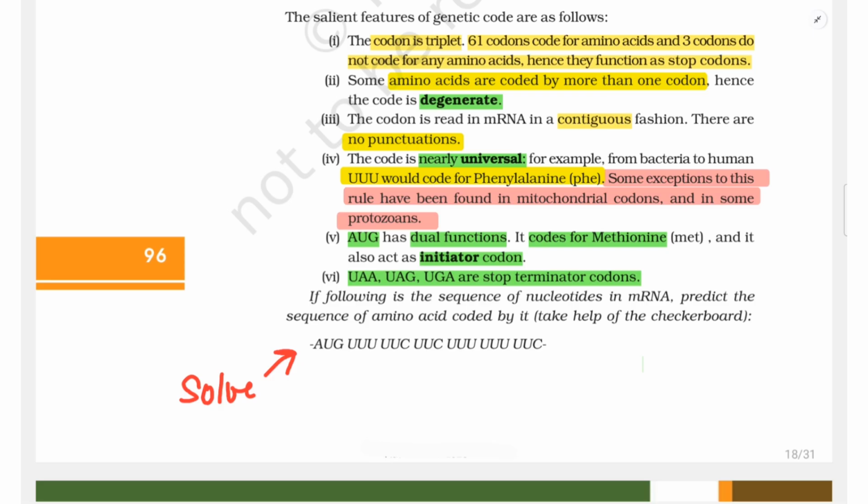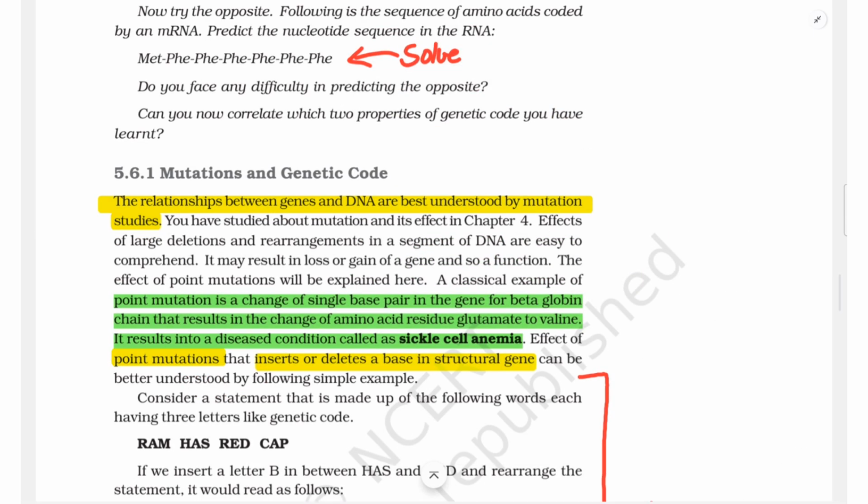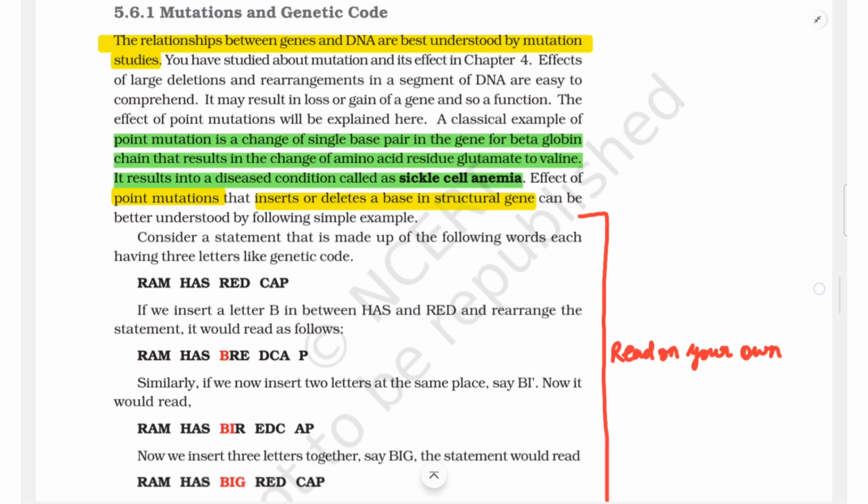If following is the sequence of nucleotides in mRNA, predict the sequence of amino acids coded by it, take help of the checkerboard. Now try the opposite. Following is the sequence of amino acids coded by an mRNA. Predict the nucleotide sequence in the RNA. Do you face any difficulty in predicting the opposite? Can you now correlate with two properties of genetic code you have learned?